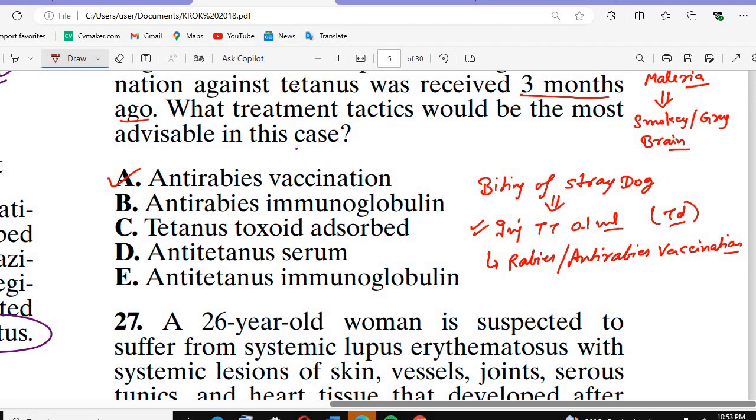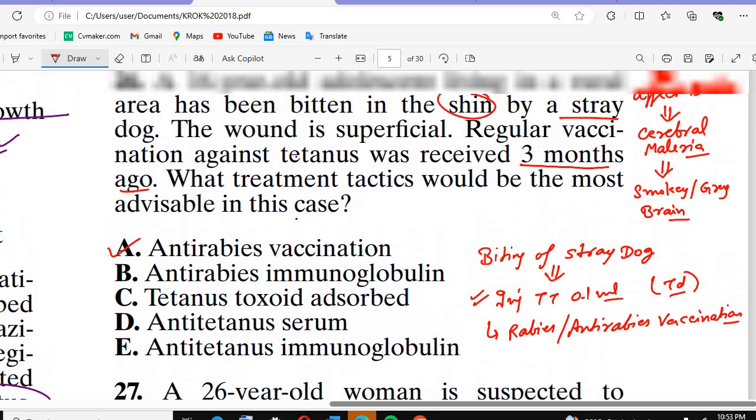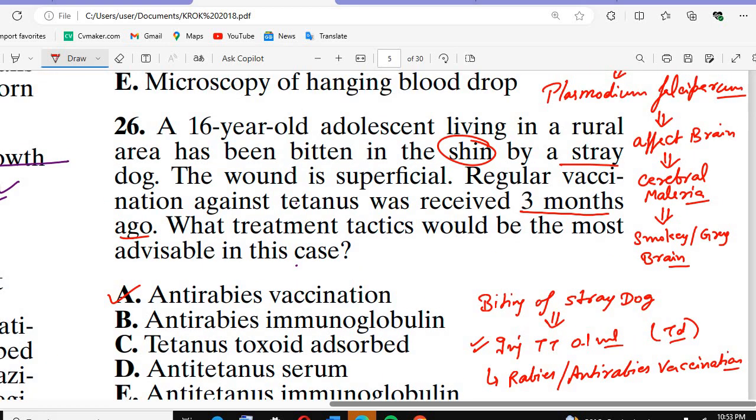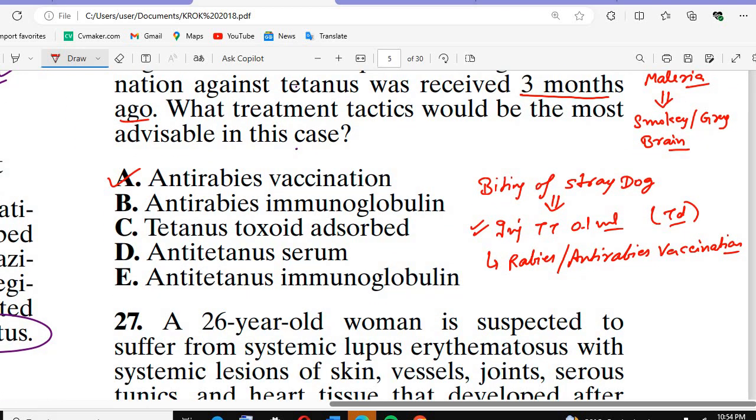For example, we can see here a patient who has received tetanus treatment and lives in a rural area, has been beaten in the shin, the wound is superficial, and regular vaccination against tetanus was received 3 months back. What treatment tactics would be the most advisable in this case? So what will we give? We will give the anti-rabies vaccination.